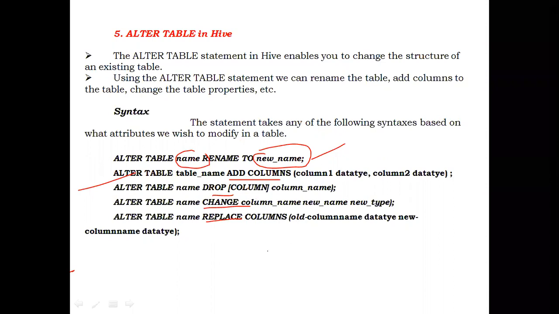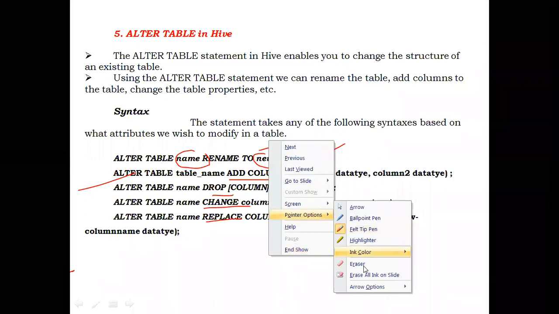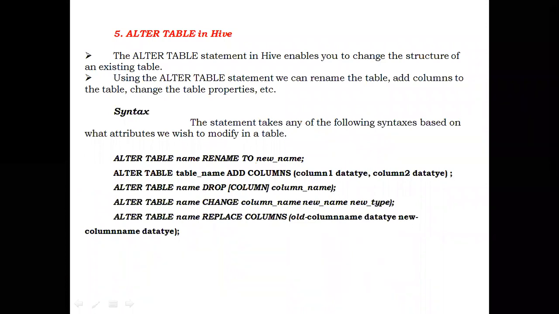Okay, these are the various operations that we can perform using the Hive alter table command. Alter can be used on the table to perform renaming of the table, adding new columns to the table, deleting existing columns of the table, changing the column name without touching data, and changing the column name by using the replace command or the change command. Clear?